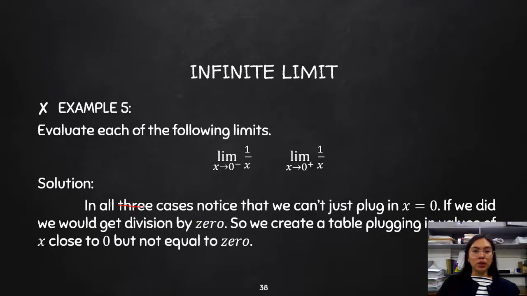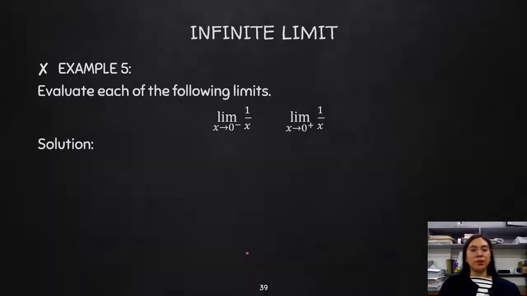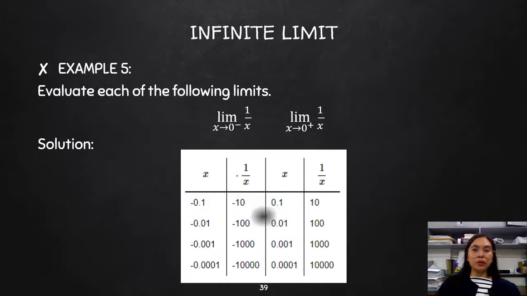So, 2 lang pala to. In both cases, notice that we can't just plug in x is equal to 0, because if we do that, we get division by 0. What we do is create a table plugging in values of x close to 0, but of course not equal to 0. And if we do that, we get this particular table.